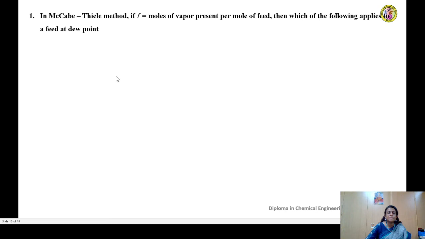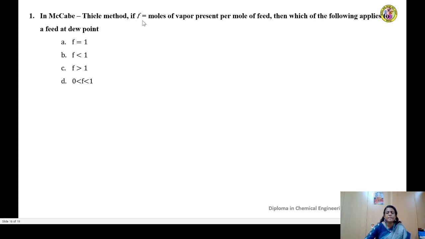In a McCabe-Thiele method, this is a set of multiple choice questions. So let us go through them to check our understanding level. In a McCabe-Thiele method, if F equals moles of vapor present per mole of feed, then which of the following applies to a feed at dew point? F equals 1, F is less than 1, F is greater than 1, or is it having a value between 0 and 1?